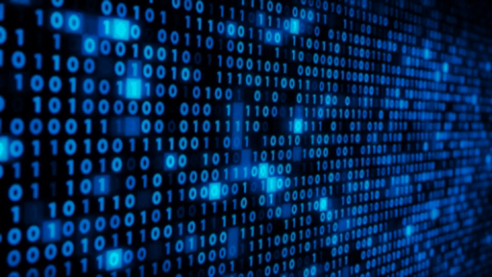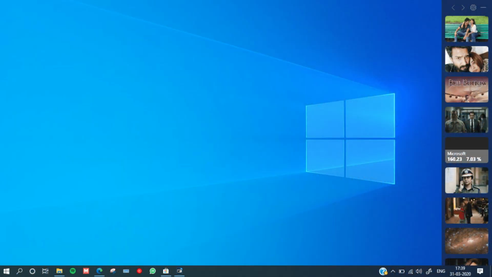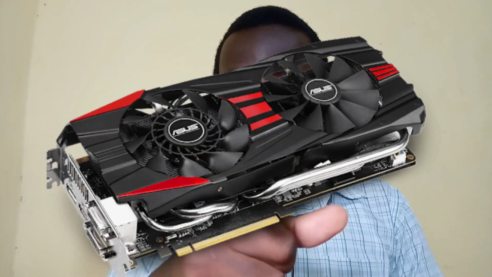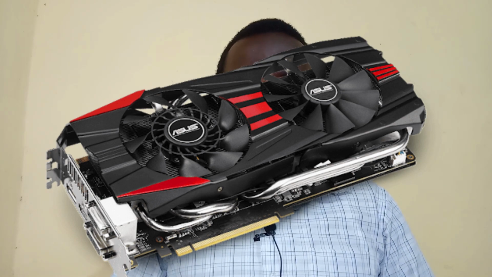And for this to happen, your computer needs a translator to take the zeros and ones into a form that you can understand. And what's the name of this translator? It's what we are going to talk about today. The graphics card, aka one of the most expensive devices on your computer.